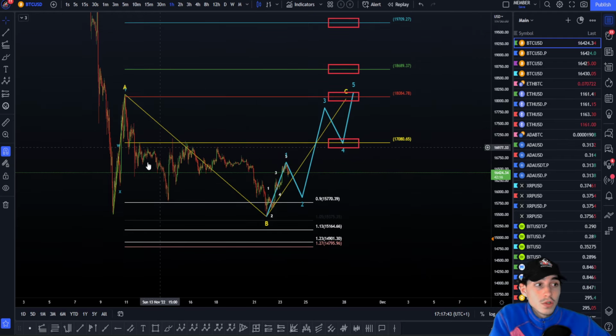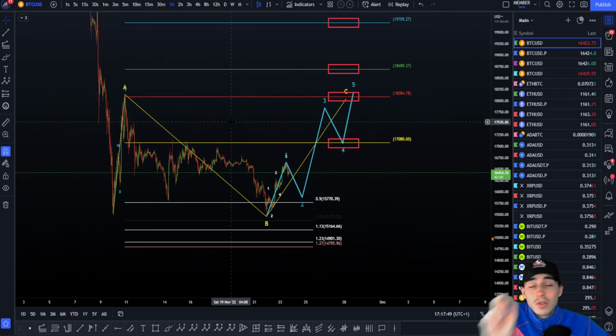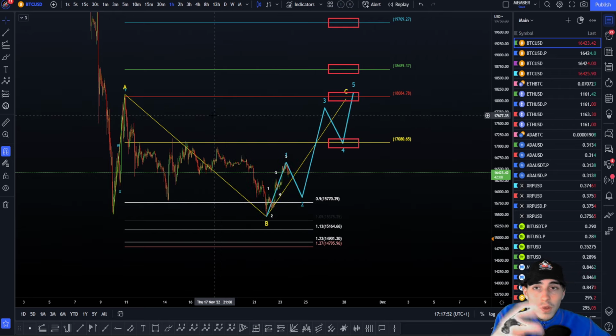I'm going to cover, by the way, the triangle here, because everyone was looking for a triangle here, a possible A, B, C, D, E massive triangle, or even a small triangle here. I'm going to cover that because this is something you also have in the course on the website.